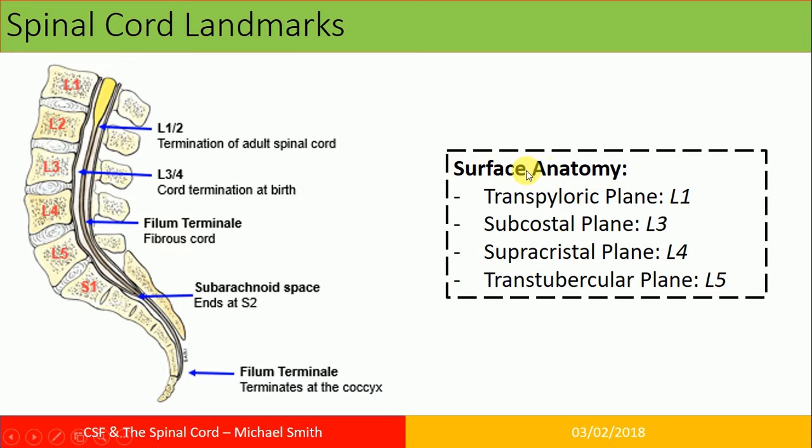If you refer back to your block 1 surface anatomy, then you'll remember that we have our transpyloric plane at L1, which is about where our spinal cord terminates. And then we have our subcostal plane at L3, which is about where it terminates at birth, and that's at the bottom of our costal margin. And then at L4, we have our supracristal plane, and that is the top of our iliac crests. And then we have the transtubercular plane at L5.